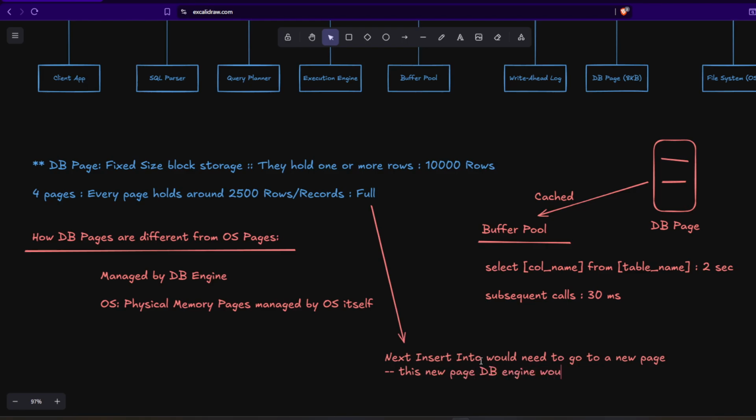The DB engine would request this from the OS. So actual OS pages will be returned, and then the DB page is created based on its fixed block storage. Suppose the OS returns something like a 128 KB page, but different databases have different DB page sizes. Suppose you only need 16 KB, so you create a fixed size block of DB page of 16 KB. That's all. Done and dusted.